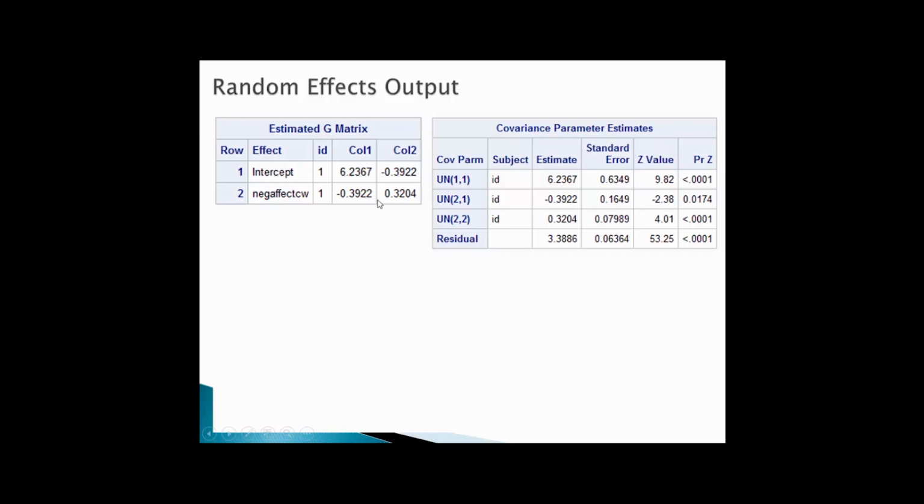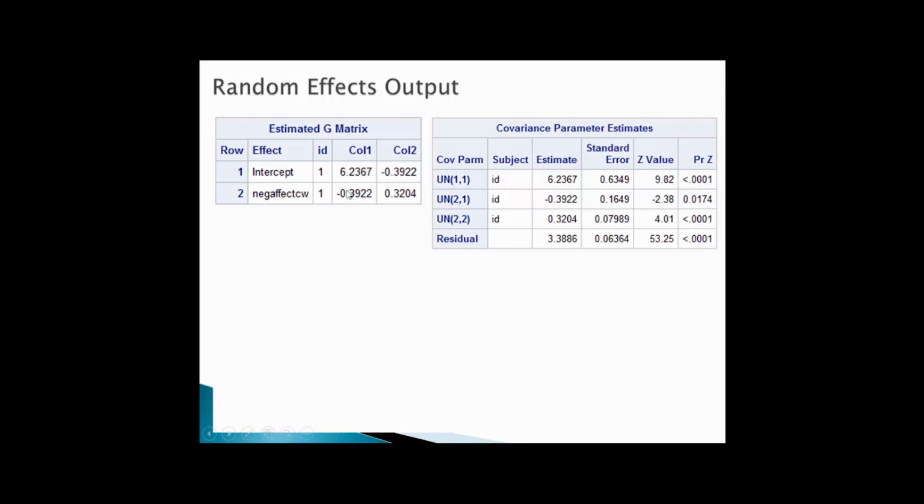Row 2, column 2 is giving us the variance of the slope term, right? The variance of the relationship between negative affect and craving across people. So the diagonals of a covariance matrix are variances. And if we look in the off diagonal, we're getting the covariance between a person's mean level of craving and their craving negative affect relationship.